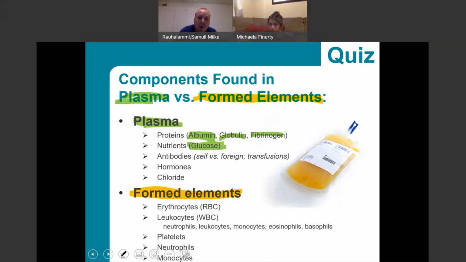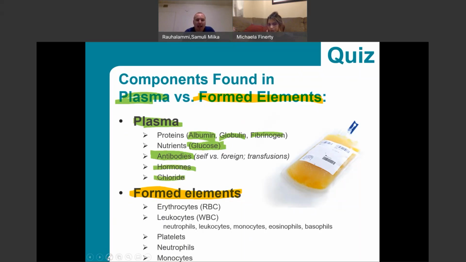We also have talked quite a bit about antibodies when we talked about blood transfusion. So antibodies are also found in the plasma. You find hormones, and one of the chemicals that you can find in plasma is chloride. So that one we didn't mention. That is just one of the things that you need to be able to drag to plasma, the chloride. So that might be something that you take a note of if you didn't get a chance to do so.